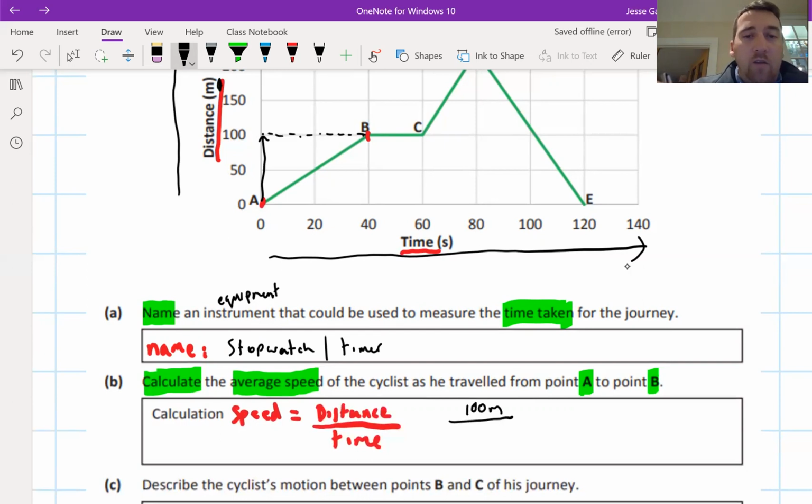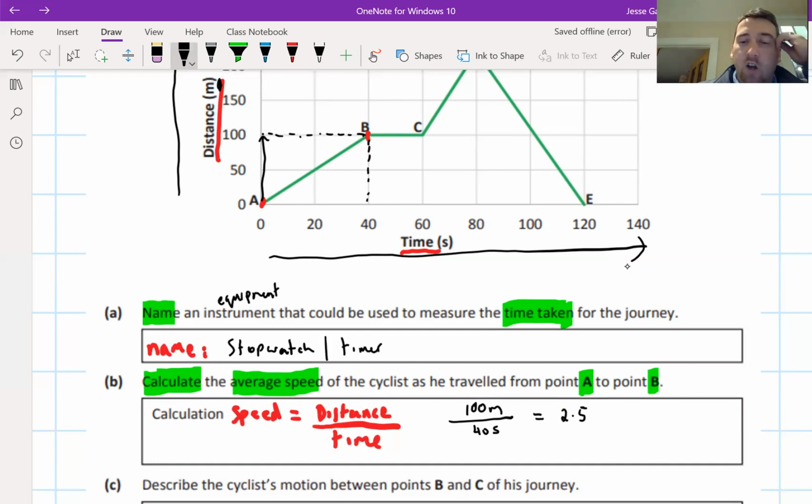And we're dividing by, well, how much time did that take? So again, we're looking here. It took 40 seconds. So 100 meters in 40 seconds. Now you've got a sum to do. So you're going to pause the video and go ahead and figure that out. What you should have got equals 2.5. When you did that on a calculator, 100 divided by 40, you should have got 2.5.